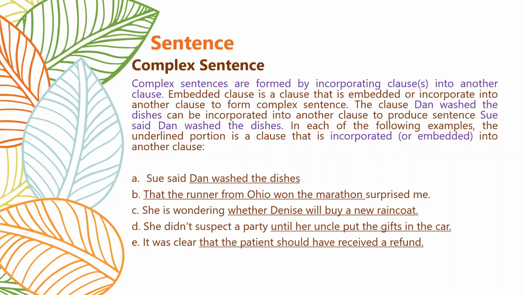For example, the sentence: she is wondering whether Denise will buy a new raincoat. So it's whether Denise will buy a new raincoat. If you try to use this sentence individually, it will not be able to express any meaning. It is dependent on "she is wondering".